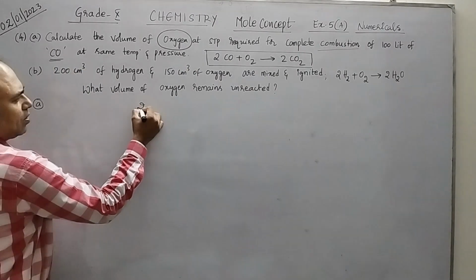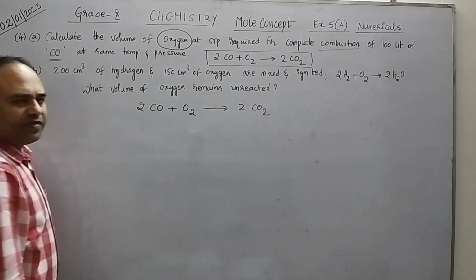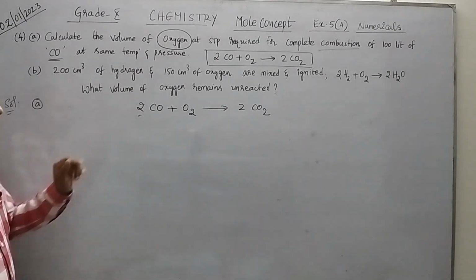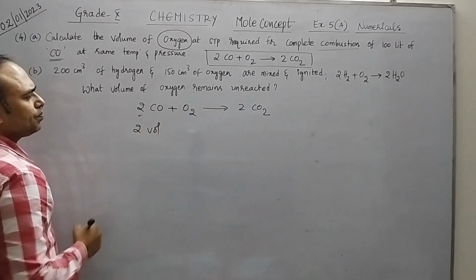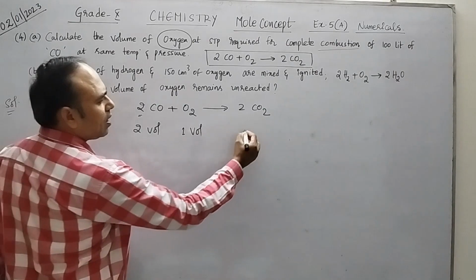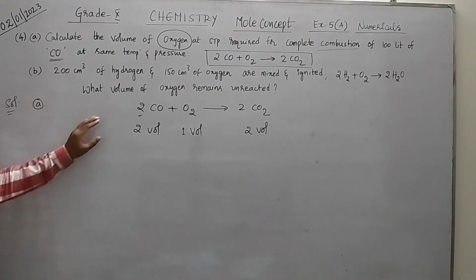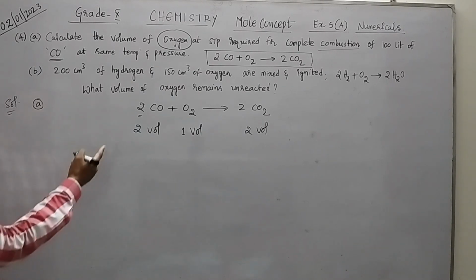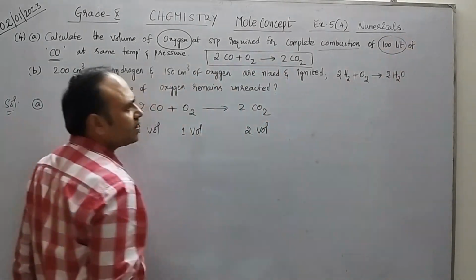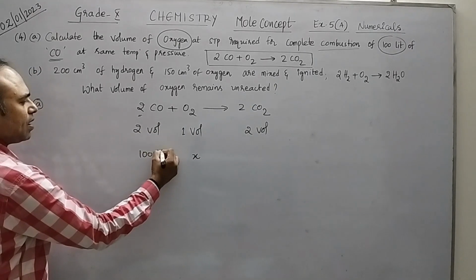Always remember, first let us mention the equation. After writing the equation, earlier we were used to call it as 2 moles, now we can write it as 2 volumes of carbon monoxide combine with 1 volume of oxygen and form 2 volumes of carbon dioxide. So this is your given equation. Now in the place of 2 volumes, what is given? They have mentioned 100 liters and they are asking how much oxygen is required. So here we can take it as 100 liters.